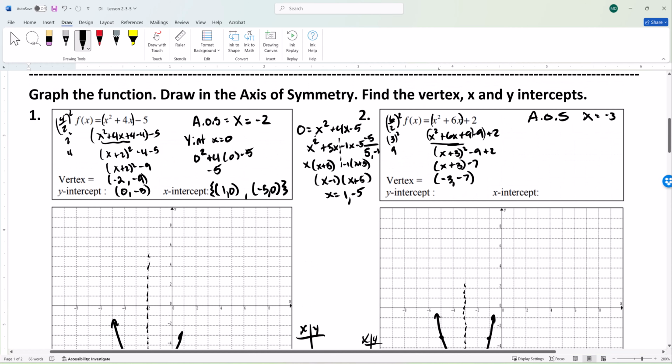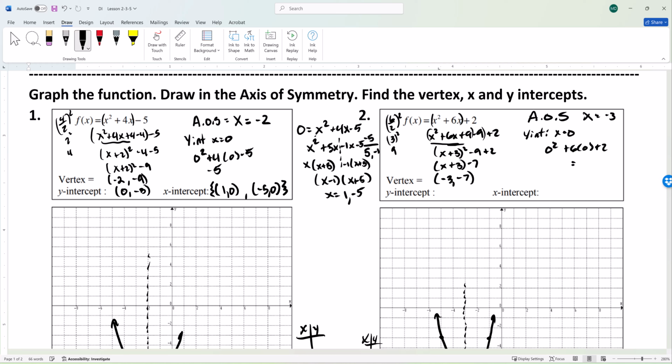Now to find the y-intercept, we set x equal to 0. So in this case, you get 0 squared plus 6 times 0 plus 2. So you get 2. So my y-intercept is going to be 0, 2. So that's going to be my y-intercept there.